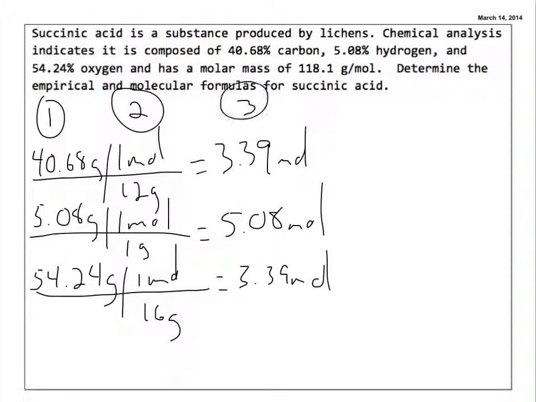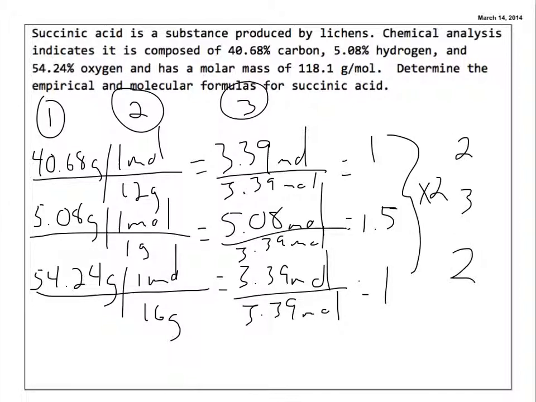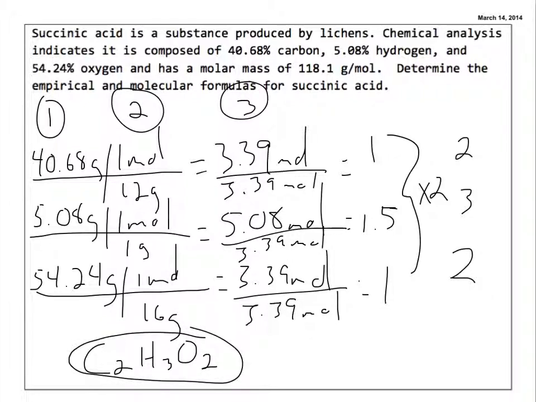So step 3, there's actually two numbers that are both the smaller number. So we're going to divide everything by 3.39. And we get 1, we get 1.5, and we get 1. So again, we've got a situation where we don't have a round number, the 1.5 in the middle for hydrogen. So I'm going to take all the numbers and multiply by 2. So we end up with 2, 3, and 2. So the empirical formula is C2H3O2. Okay, so that's the first part, the empirical formula.